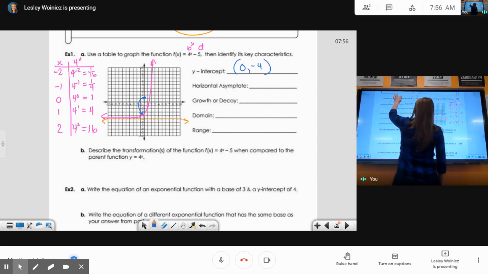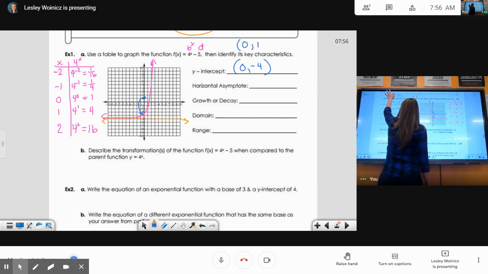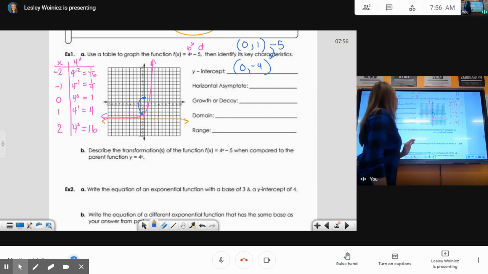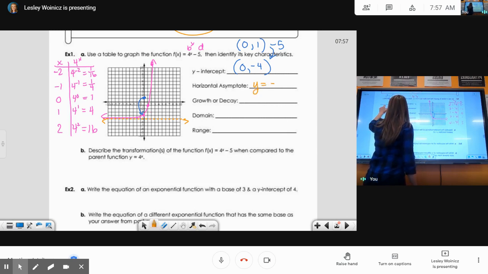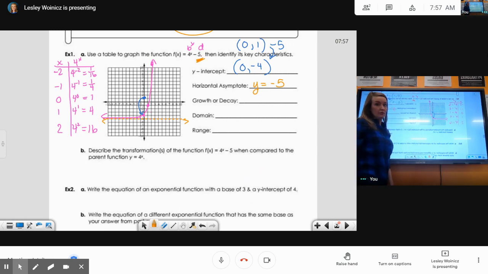So it would have been (0, 1), but we shifted it down 5, so it went to (0, -4). Okay, the horizontal asymptote is now the line y equals -5. Y equals -5. Notice that it matches my shift.